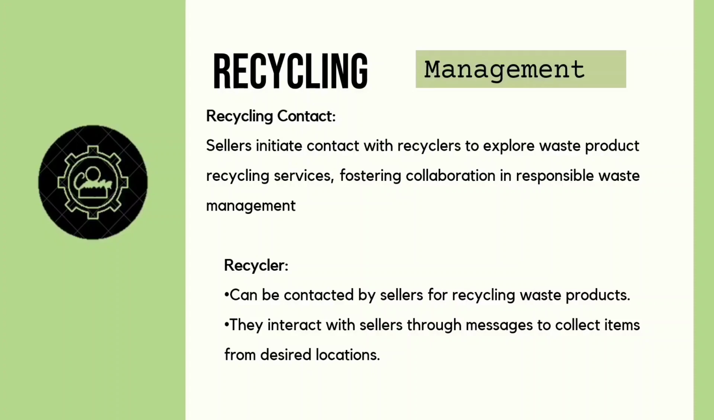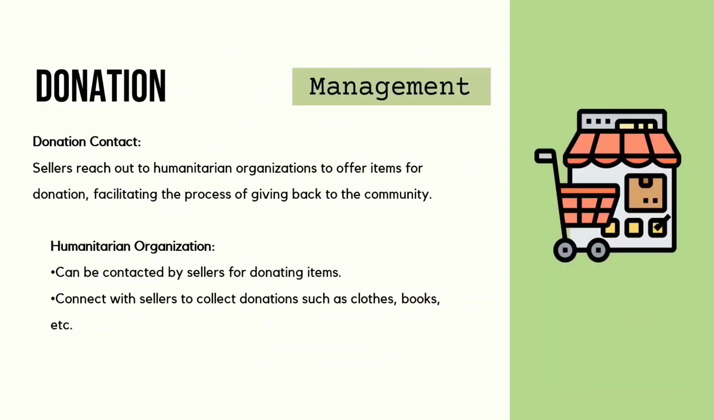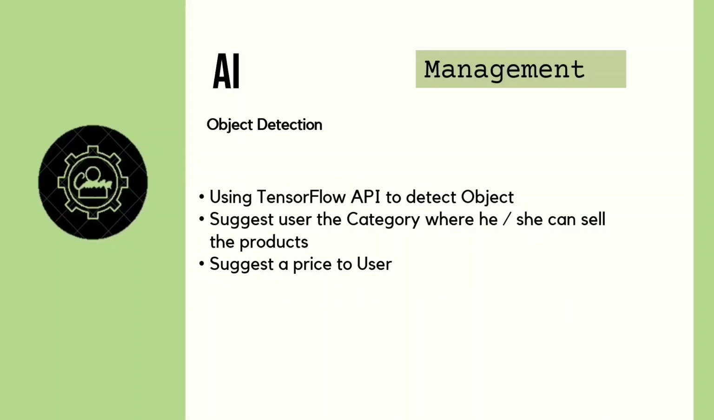There's a donation section. There's an AI integrated section for object detection, where TensorFlow is used to detect objects. It also suggests to the user the category where he or she can sell the product. There's also a system which suggests a price to the user.